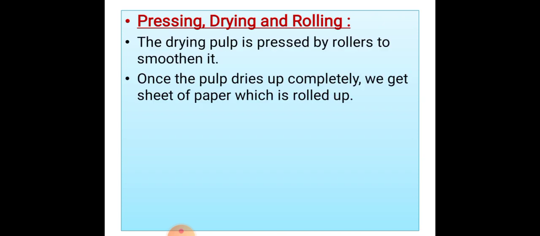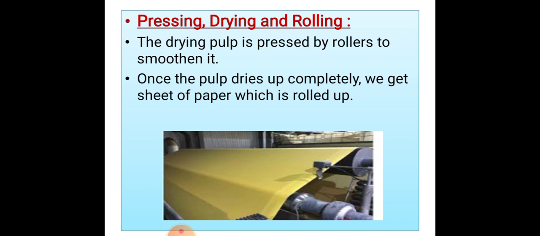The drying pulp is pressed by rollers to smoothen it. So the pressing comes into the picture when it is being dried. The pulp is being dried by the rollers. Once the pulp dries up completely, we see the sheet of paper which is rolled up. So that's when rolling comes into the picture. So if you see, this is the pressing machine.